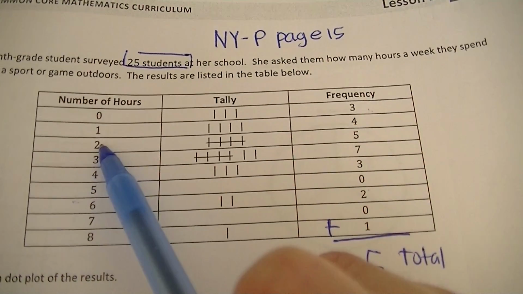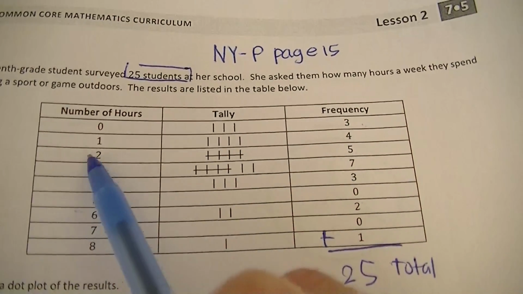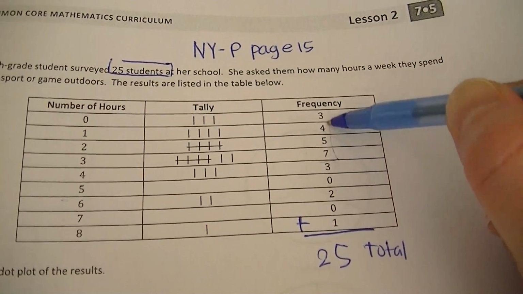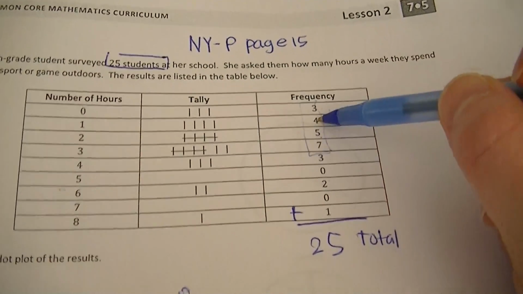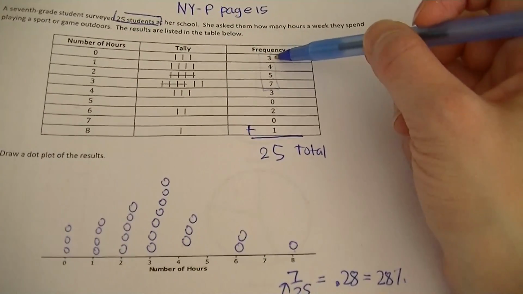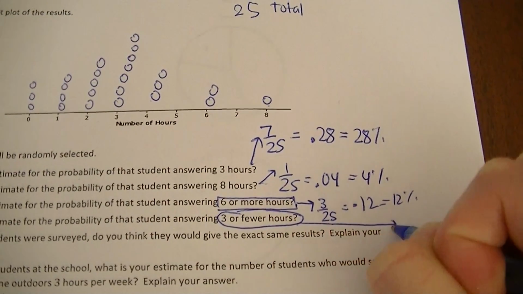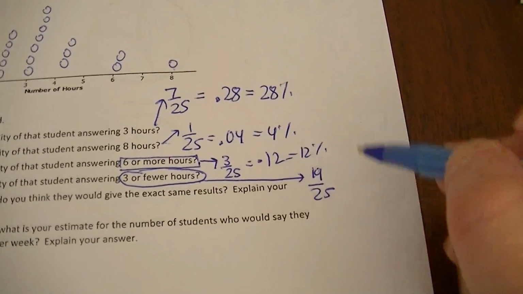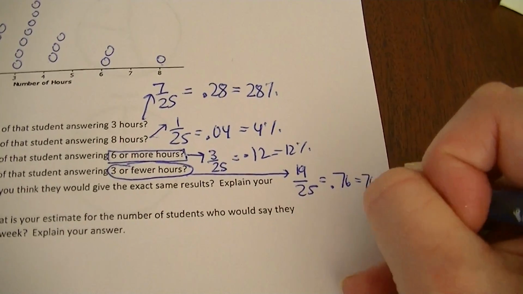Hey, are you 3 or fewer? Yep. There's 5 of you. Are you 3 or fewer? Yes. There's 4 of you. Are you 3 or fewer? Yes. There's 3 of you. So all those ones that are 3 or fewer, you want to add those together. 7 plus 5 plus 4 plus 3. And when you add that together, you should get 19 out of the 25. And when I go 19 divided by 25, I would get 76 hundredths, which is 76%.